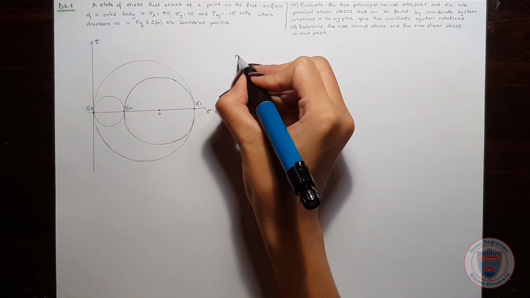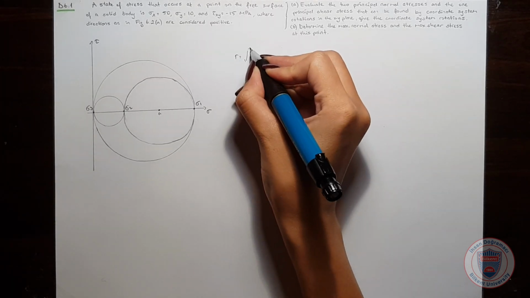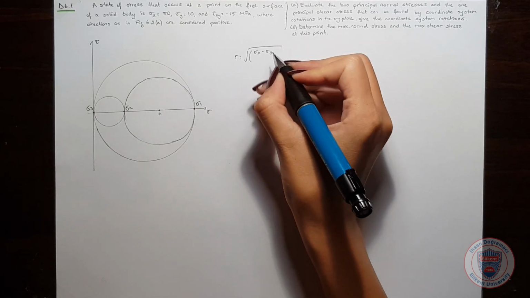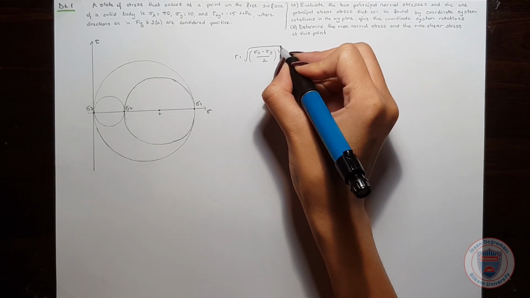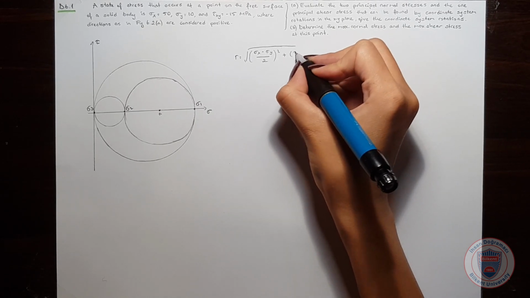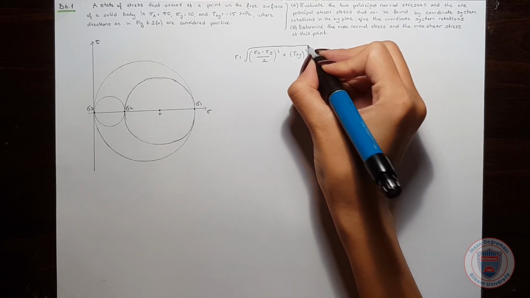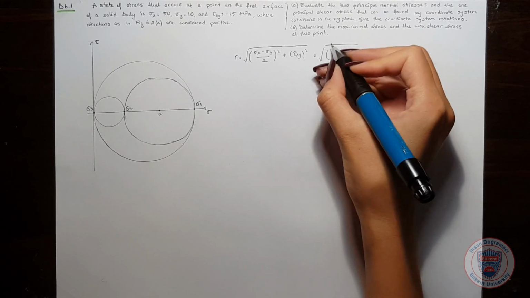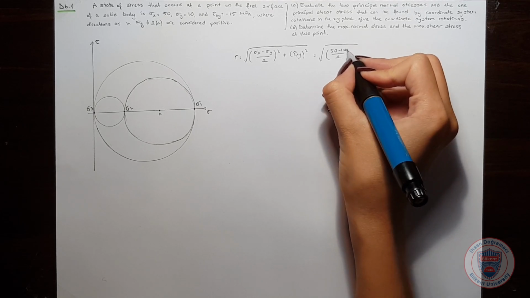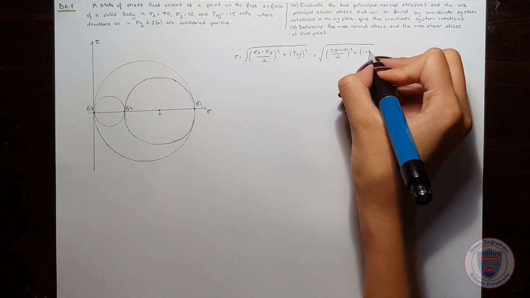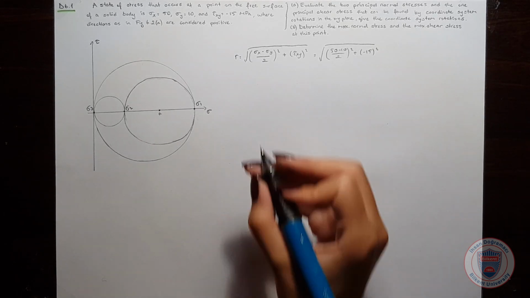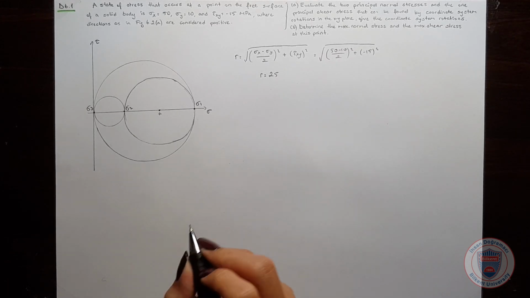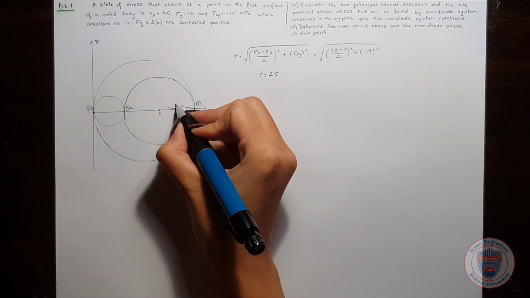We know that the radius will be equal to the square root of (sigma x minus sigma y over 2) squared plus tau xy squared. And in our case, r is equal to the square root of (50 minus 10 over 2) squared plus (minus 15) squared. And we got r is equal to 25. So let's say this is r and it is 25.